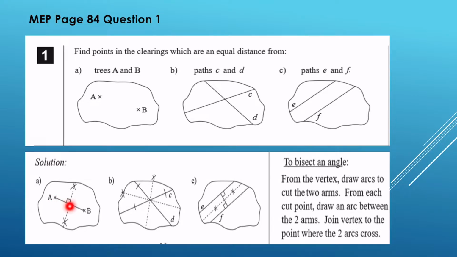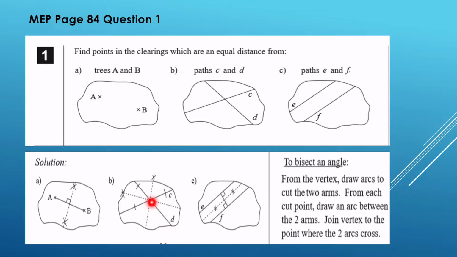After finding the middle point, we have to draw a perpendicular line through this middle point, and this perpendicular line contains all the points that are on an equal distance from both points A and B. This is part A. For part B, we have paths C and D. C and D are two intersecting paths. How do we find the points that are on equal distance from both C and D?